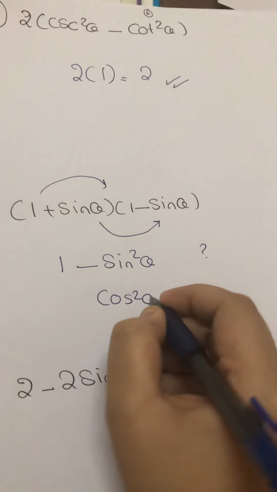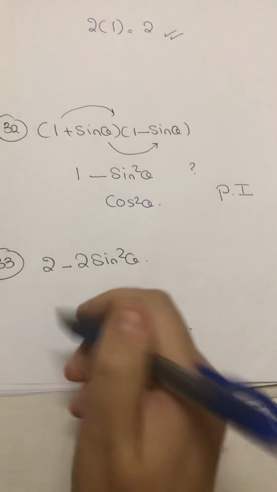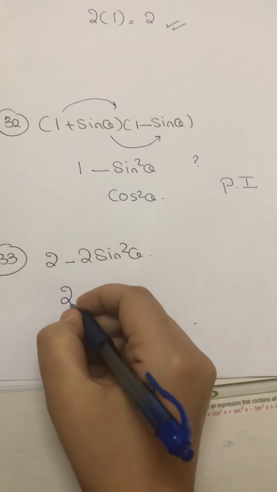What about these? How will I start? I will start by taking 2 as a greatest common factor. It's very obvious here that I have a greatest common factor. 1 minus sine squared theta. And what is 1 minus sine squared theta? Cosine squared theta. And this is the answer: 2 cosine squared theta.